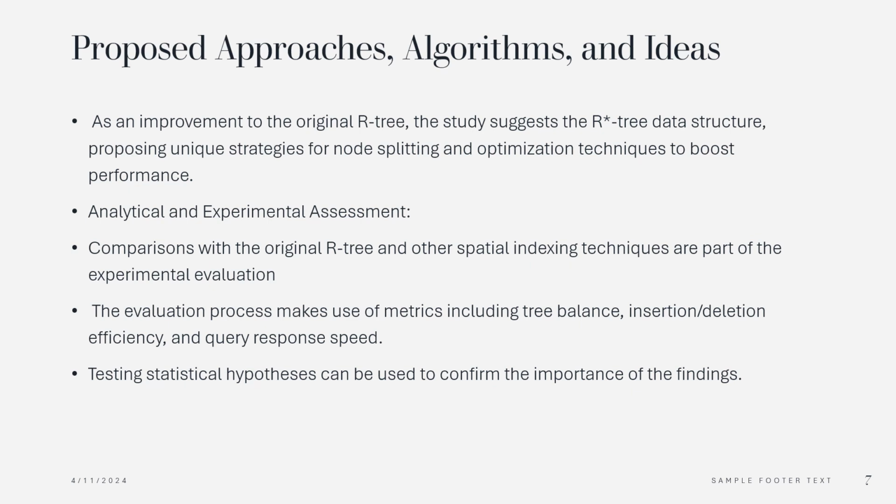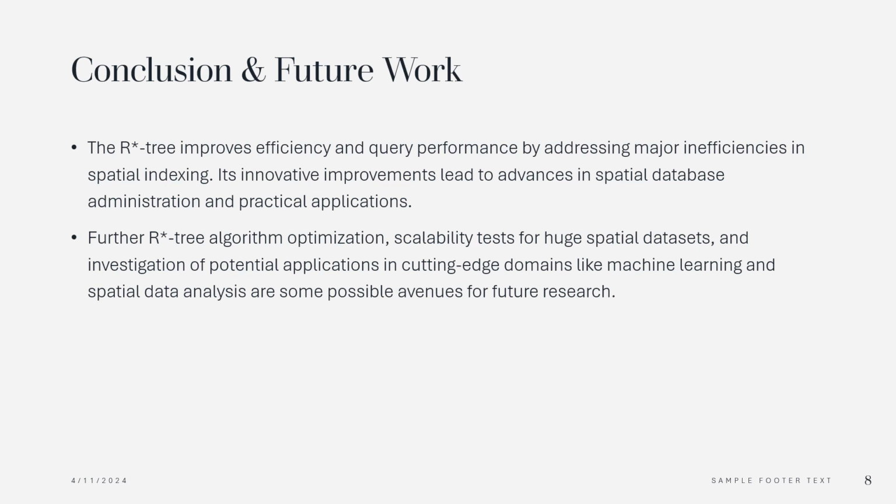Now we are going to discuss the conclusion and the future work. I hope you all understand what it actually means. And let me conclude it. With the help of the R-star tree, the efficiency of the database system is increased, and the performance of the query becomes easier, like the speed increases, by addressing the major inefficiencies in spatial indexing. Its innovative improvements lead to advances in spatial database administration and practical applications. This is also used in practical applications too.